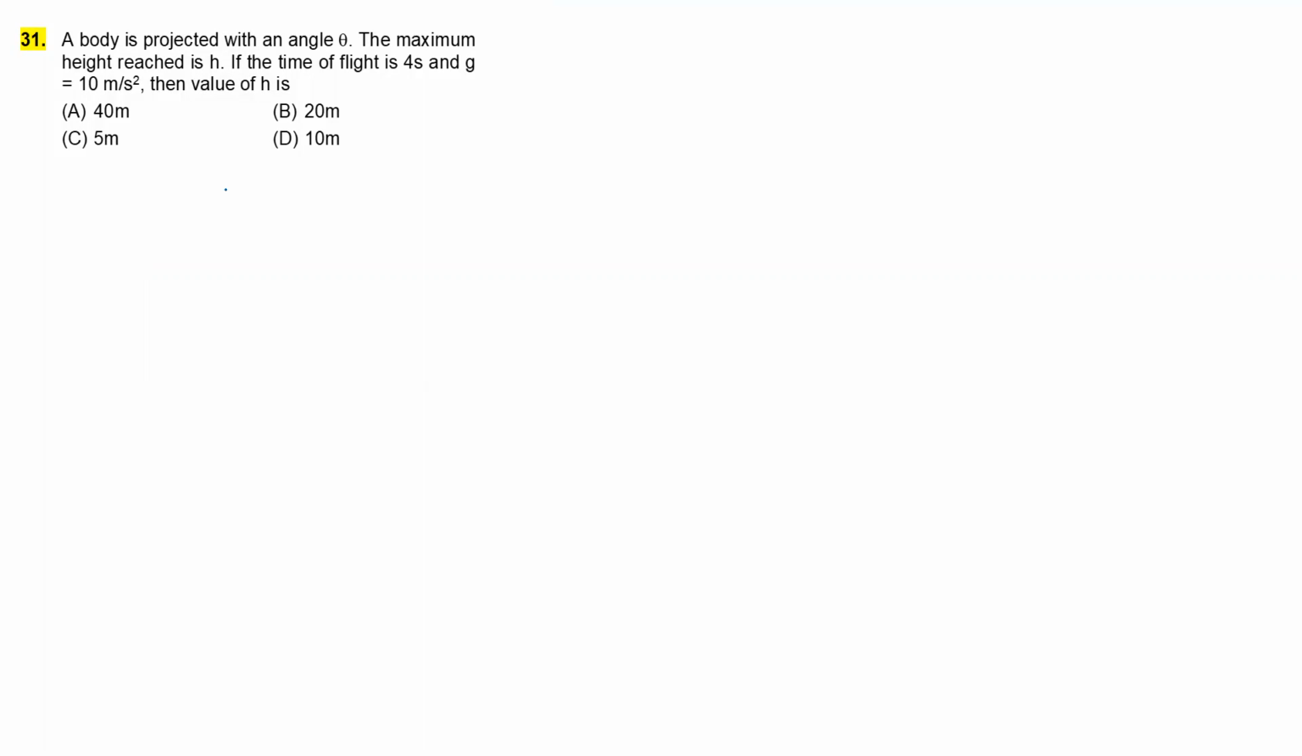Body is projected with an angle theta. The maximum height reached is h. If the time of flight is 4 seconds and g is equal to 10 meter per second square, then the value of h is how much? So h max is equal to 1 by 8 g t square. So here 1 by 8 into g is 10 and time of flight is 4 seconds, 4 square. So solve, you will get it as 20 meter.